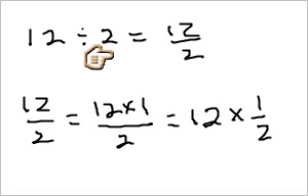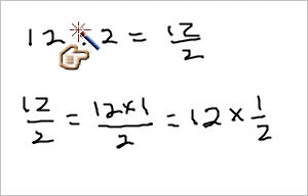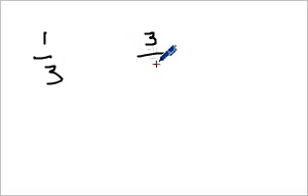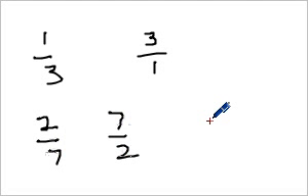The way we do that is we take the divisor and we use the reciprocal to multiply by. So 1/2 and 2 are reciprocals. Now a reciprocal is merely when you take a fraction and change the numerator into the denominator, and the denominator into the numerator. So 1/3 and 3 over 1 are reciprocals. Likewise, 2/7 and 7/2 are reciprocals.